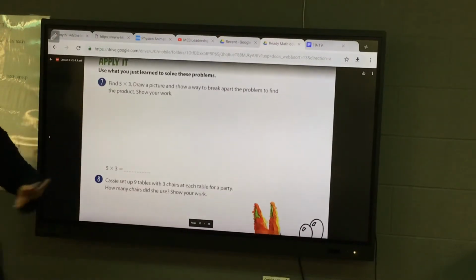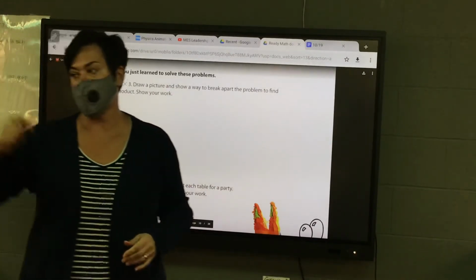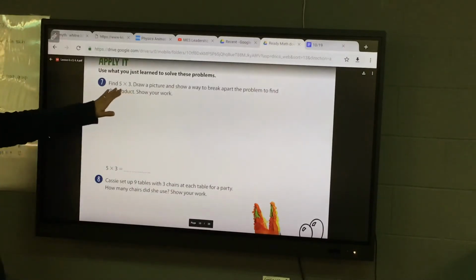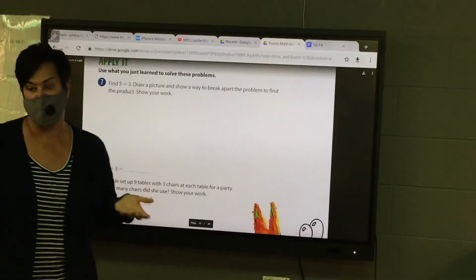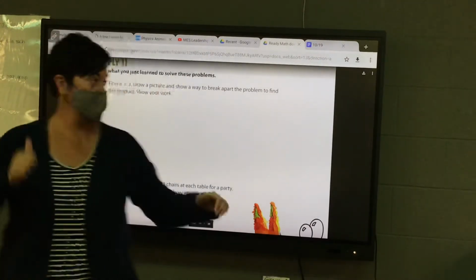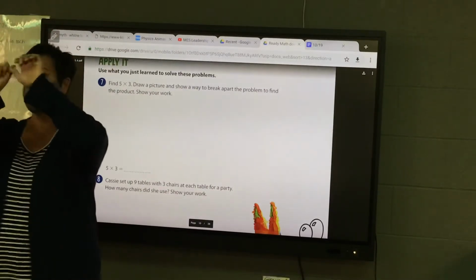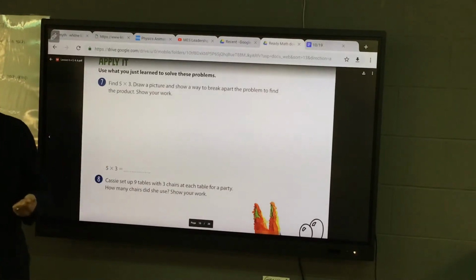Let's look at this next page. We have to find 5 times 3. Now, we might know it automatically, but they want us to draw a picture, so we need to do an array. That's the easiest way to do this next part. Draw a picture and show a way to break apart the problem to find the product.